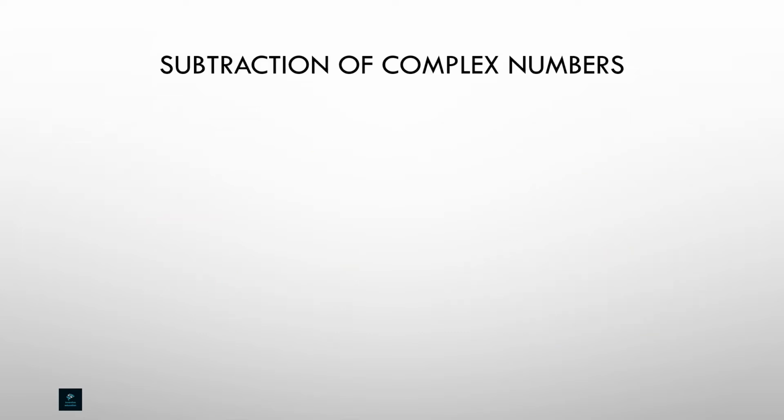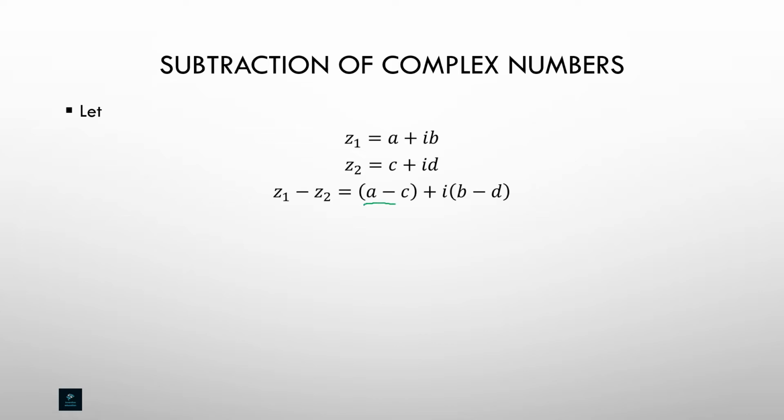The next one is subtraction of complex numbers. Suppose that we have two complex numbers, z1 equal to a plus ib and z2 equal to c plus id. To find the difference between them, we take the difference of real components and imaginary components separately. Therefore, z1 minus z2 will be equal to a minus c plus i times b minus d.